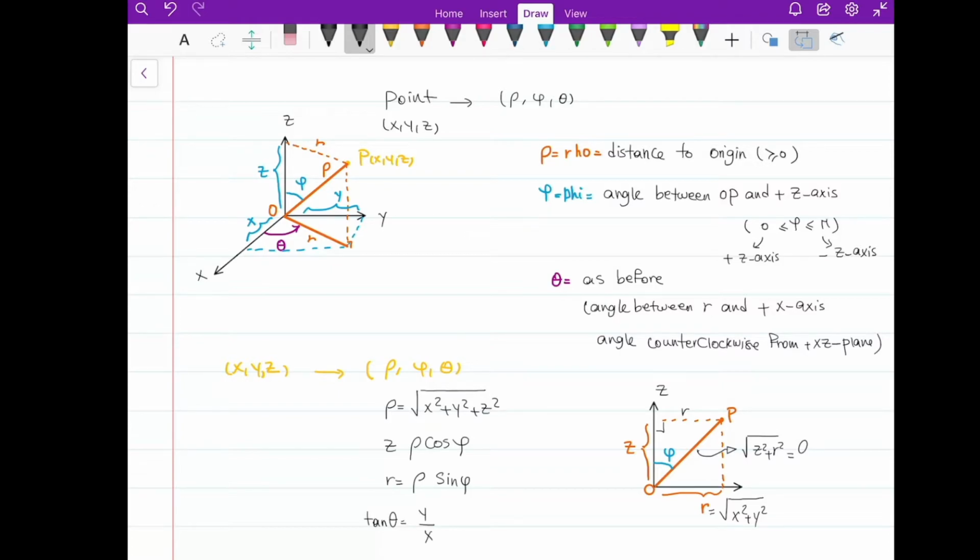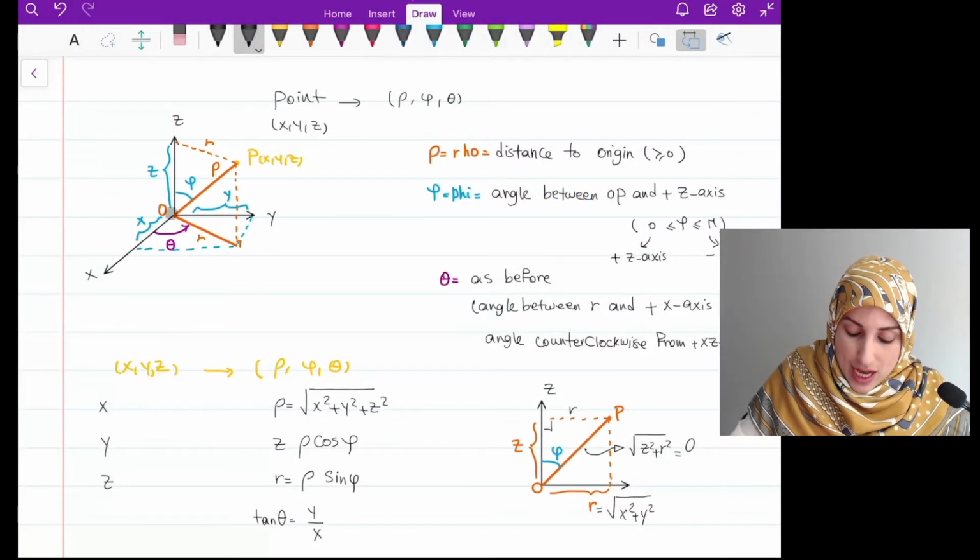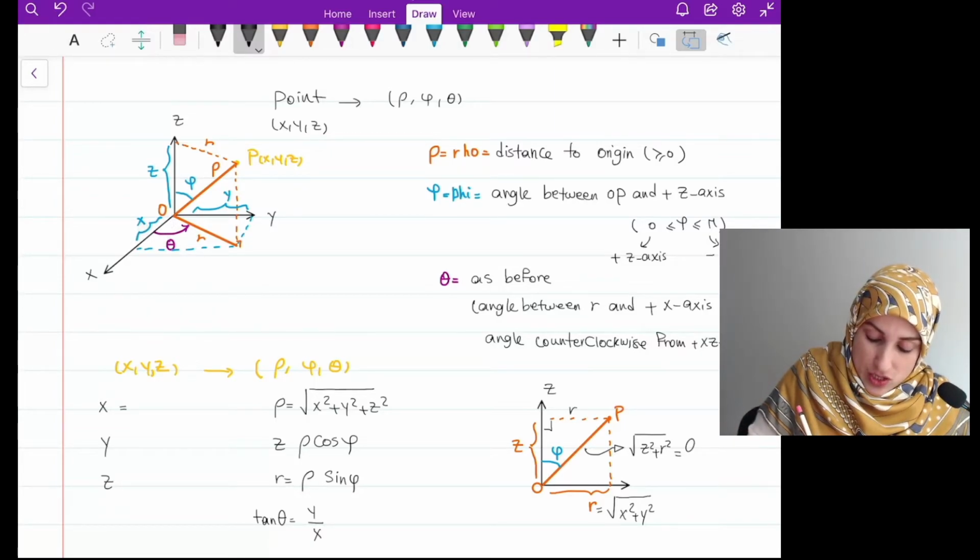Okay, now considering again this shape that I have in here and that shape that I have in here, I can say that x, y, and z, if I'm given rho, phi, and theta, what is x, y, and z? Okay, look at x. X is right there. Considering this right triangle in here, I can write r cosine theta would be my x. So r and then cosine theta.